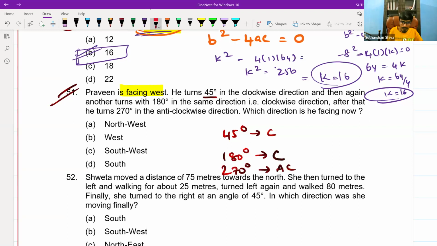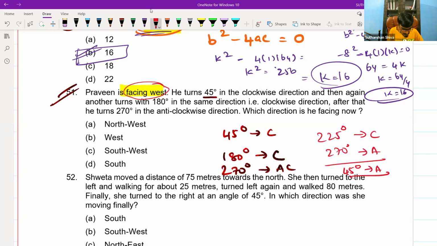Just take a calculator and find out the clockwise value. Clockwise is 180 plus 45. It is 225 clockwise, 270 anti-clockwise. If I subtract, I will get 45 degrees, and anti-clockwise is greater. So I will put anti-clockwise 45 degrees. What is the original direction? Facing west, right? Facing west is the original direction.